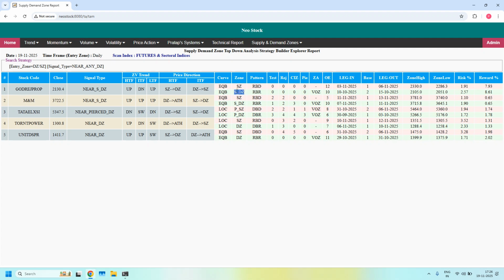Godrej Properties is having a daily high liquidity demand zone. Next, M&M is having a daily high liquidity demand zone. That's it. We got 2 daily high liquidity demand zones from this list. And also I'm giving you very few seconds time to watch the reports. So I request you pause the video, study the reports, and then proceed to the next reports.